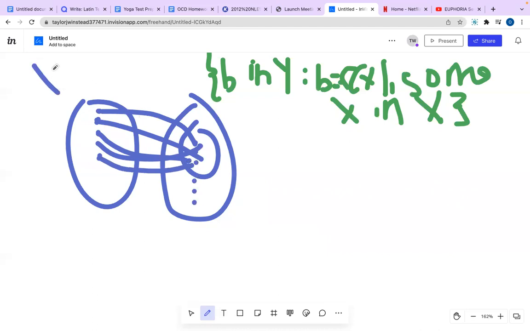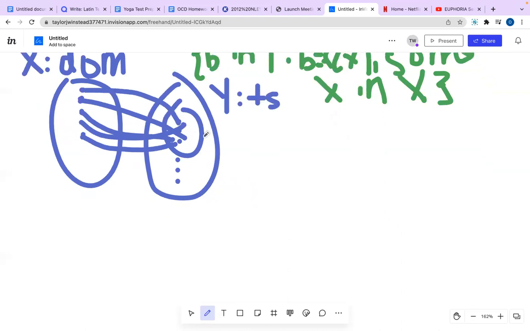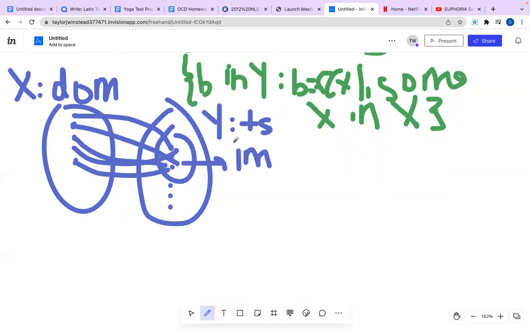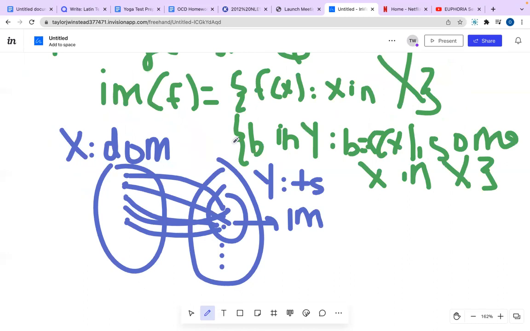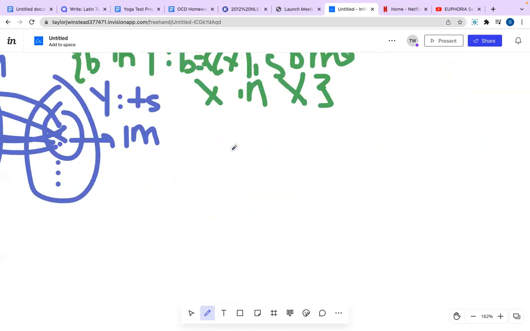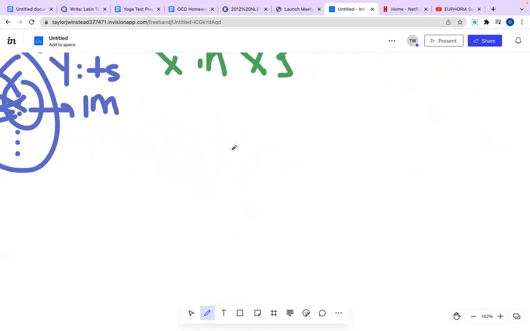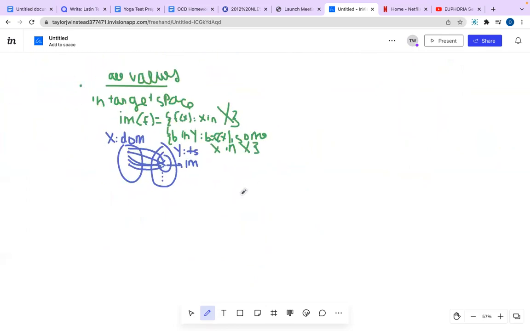So this is X. This is the domain. This whole thing here is Y, the target space, or what I'm going to call the TS. And this is the image. So it's a good way to think about it a little bit. But we've got an example that's going to put this in another way.